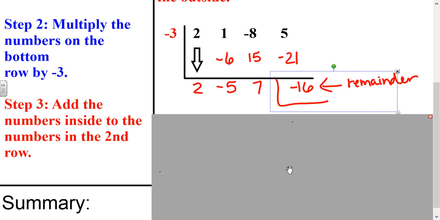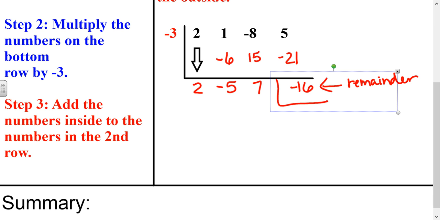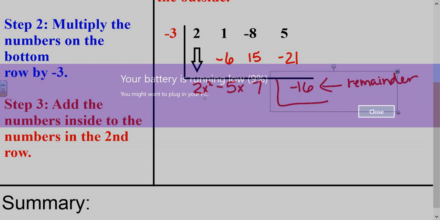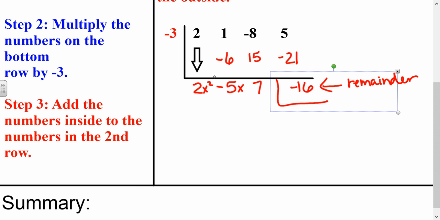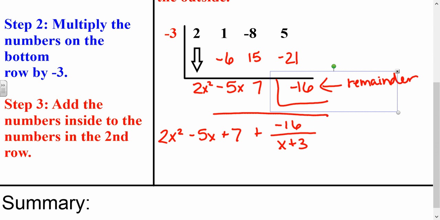Okay. Now, to write your answer, this is what you'll do. Technically, this last number is the constant, and then this number has the x, and then this number has the x squared. So you start from the back and you count forward. So technically, this is our answer right here. So we would have 2x squared minus 5x plus 7, and then our remainder would be -16 divided by what we were dividing by in the first place, which was x plus 3. So this is the answer.